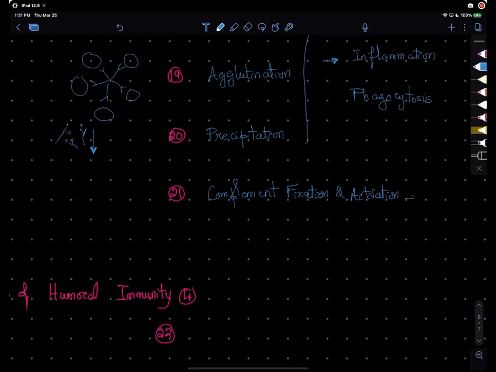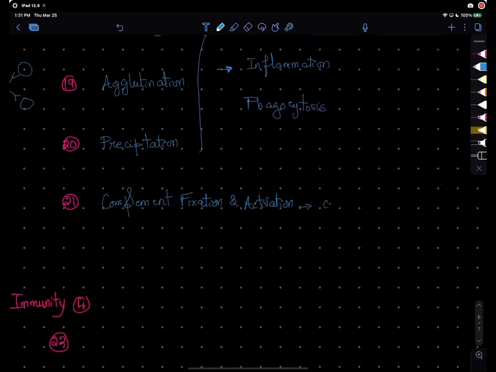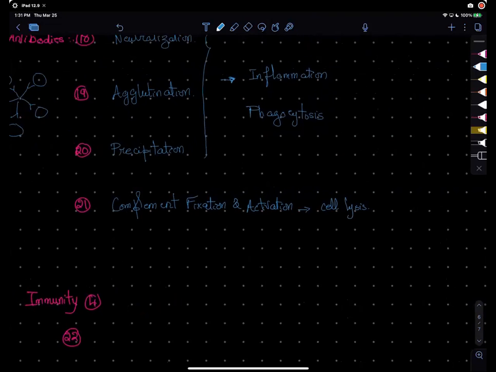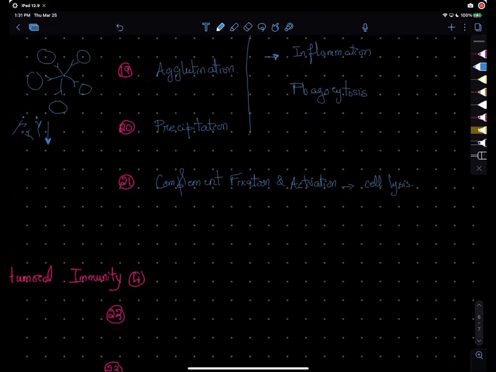This is what results in cell lysis, breakdown of the cell. Remember, the complement proteins will become activated, will form pores within the cell membrane of the bacteria, causing the bacterial cell to rupture and get damaged.